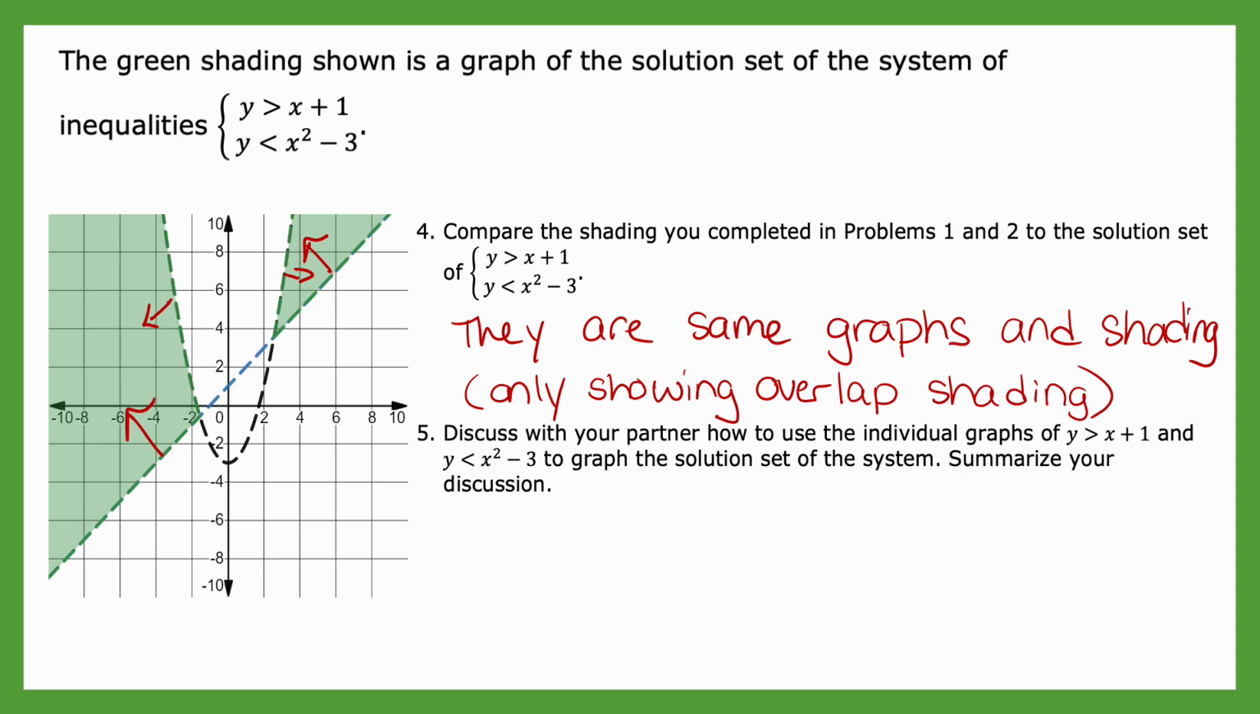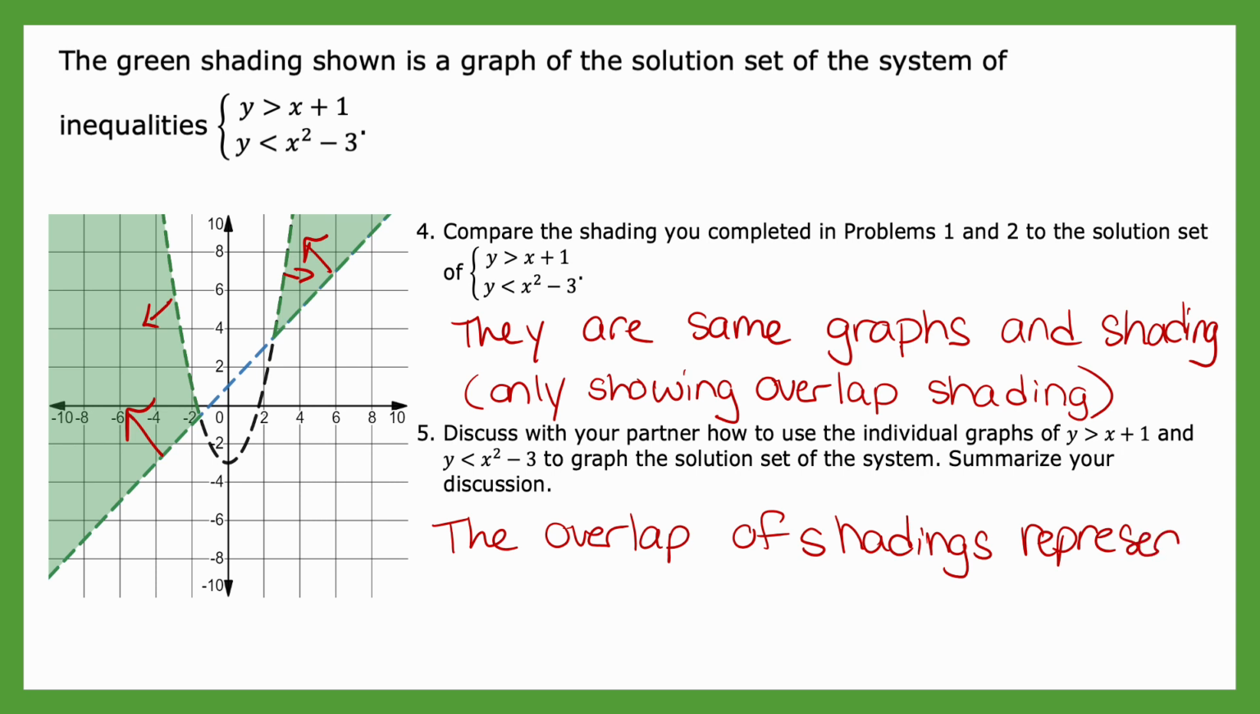Okay, number 5, discuss with your partner how to use the individual graphs, the two that we had leading up to this, to graph the solution set of the system, summarize your discussion. We've already kind of said it. So the overlap of those two shadings represents the solution set to the system.